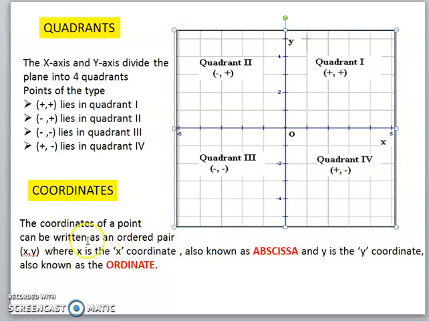Now coordinates of a point can be written as an ordered pair. Now ordered pair means a set of 2 points which is written as bracket x, y. This is the general way in which you denote the coordinates. Now here x is the x coordinate, also known as abscissa. Y is y coordinate, also known as the ordinate.